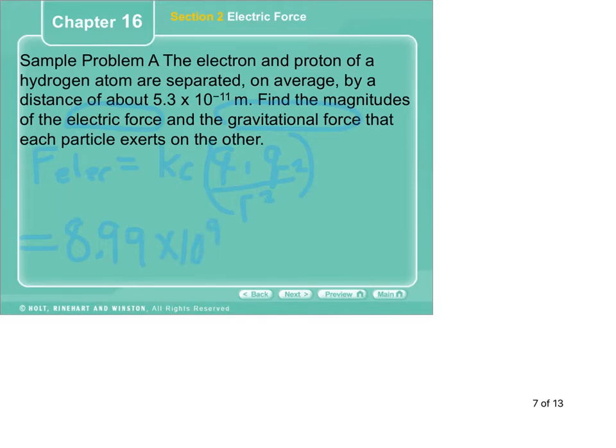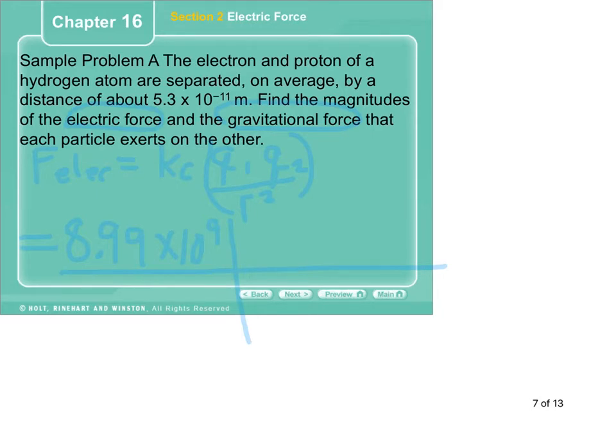Going to keep everything in our base units, so I'm not going to write any units down. As always, if we're in the base units, everything works out and we get a base unit. If not, we need to switch them to base units.